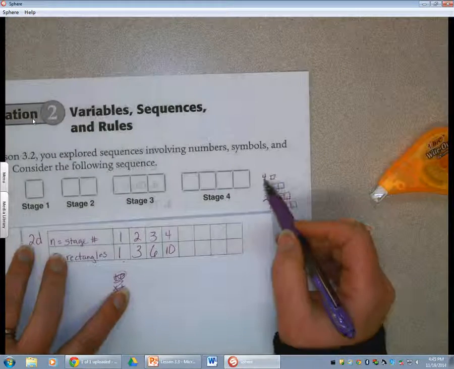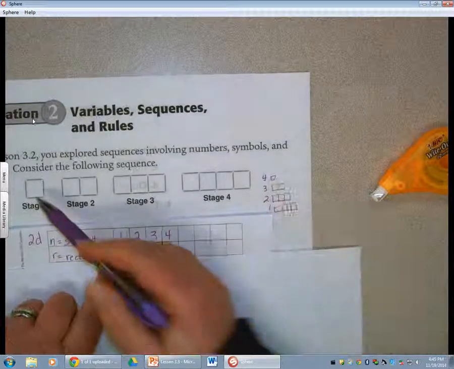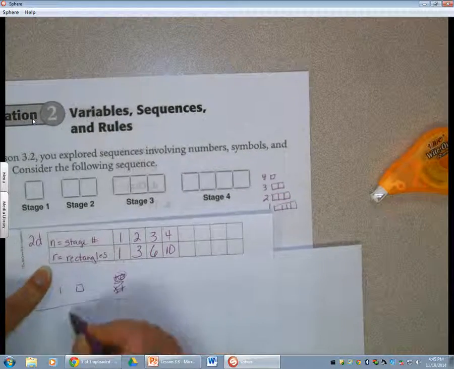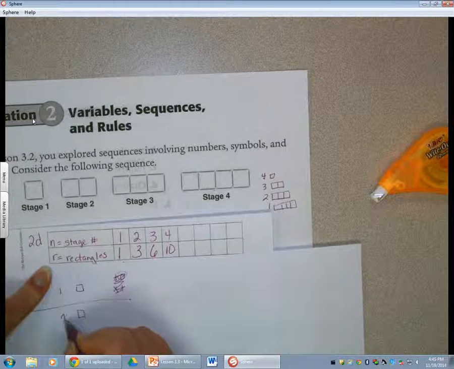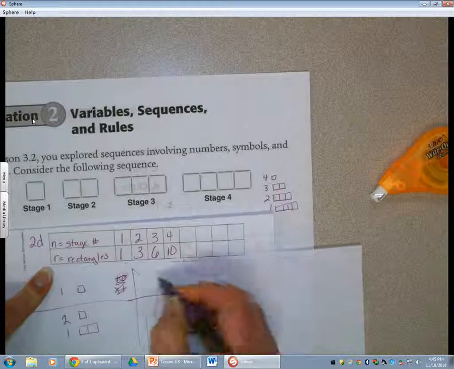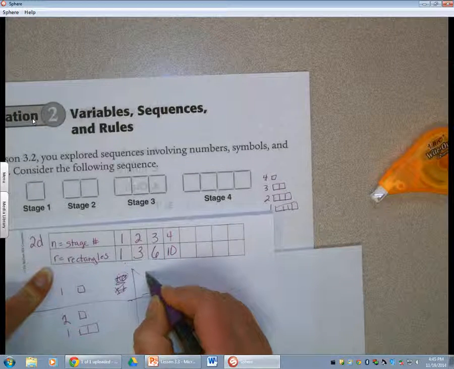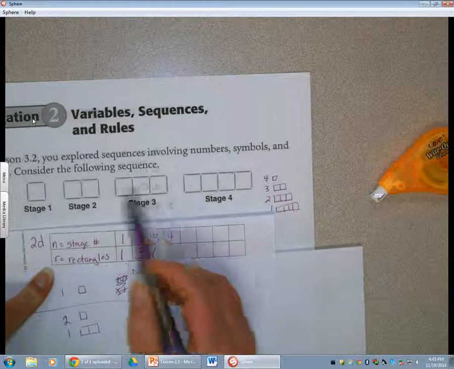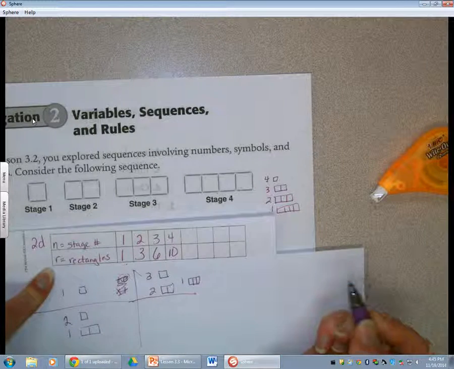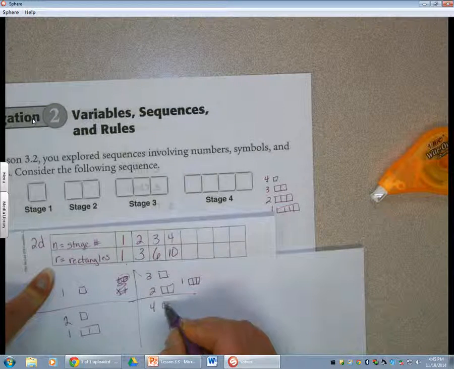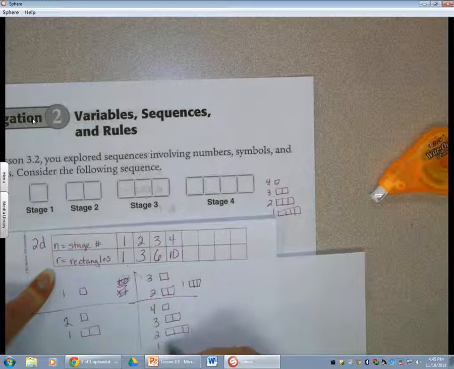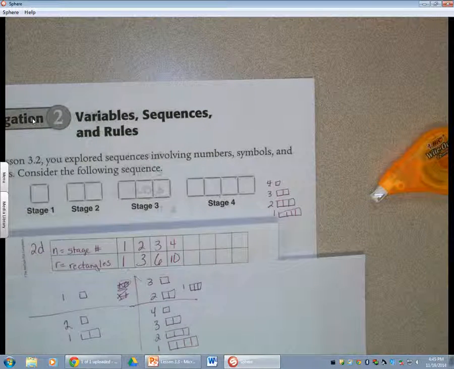In stage 1, there was 1 regular square. In stage 2, there was 2 1 squares and 1 2 square. In stage 3, we had 3 1 squares, 2 2 squares, and 1 3 square. And then in stage 4, we said we had 4 1 squares, 3 2 squares, 2 3 squares, and 1 4 square. This one's pretty tricky.